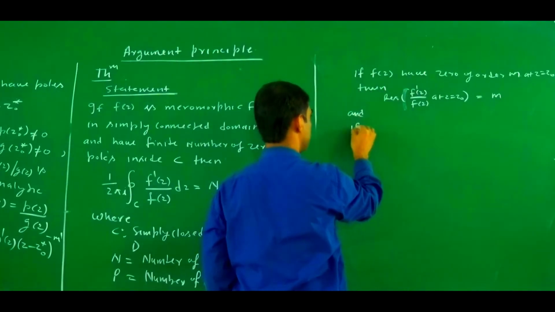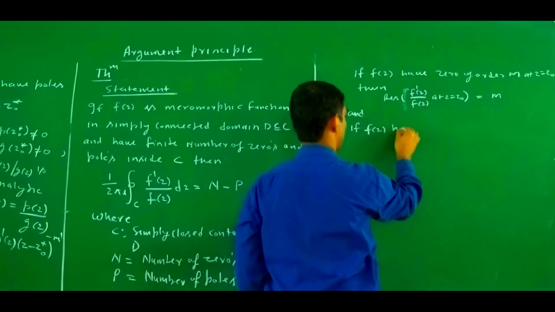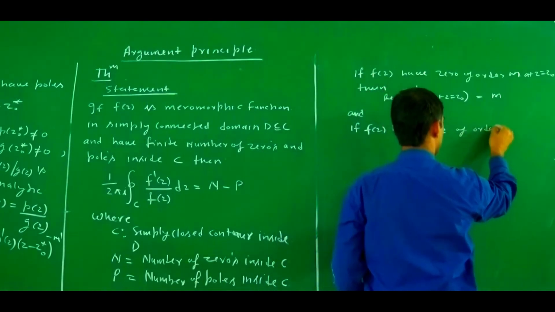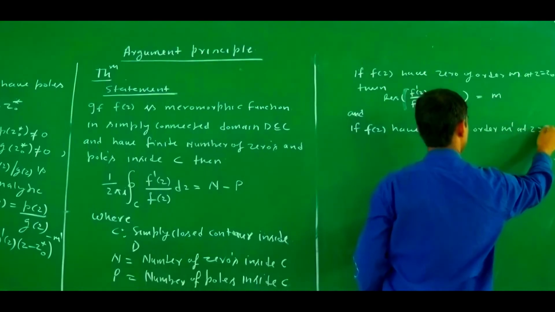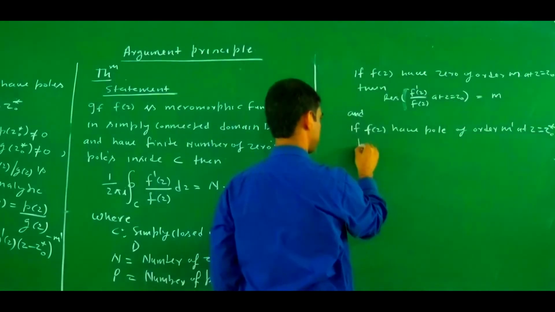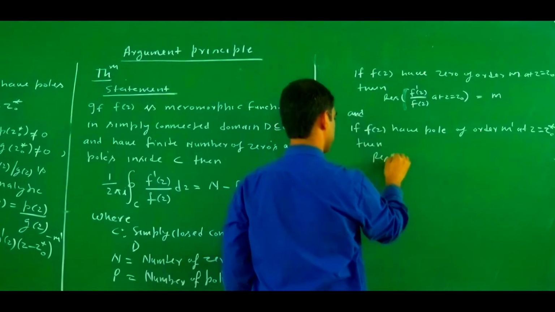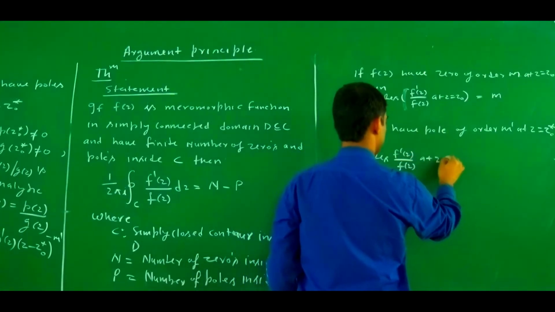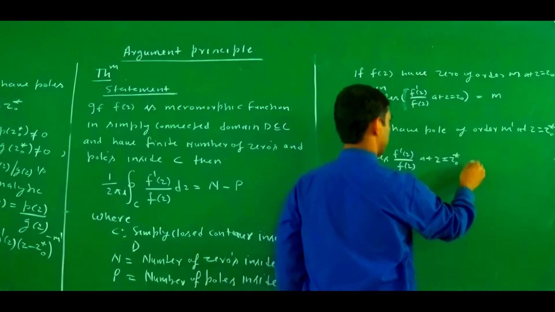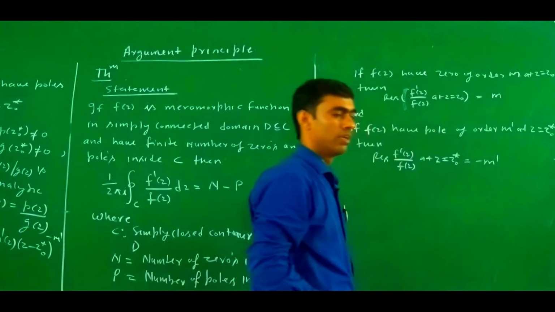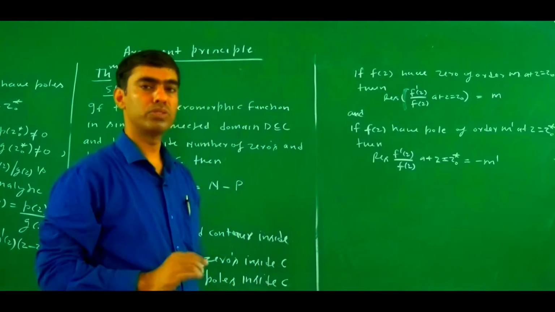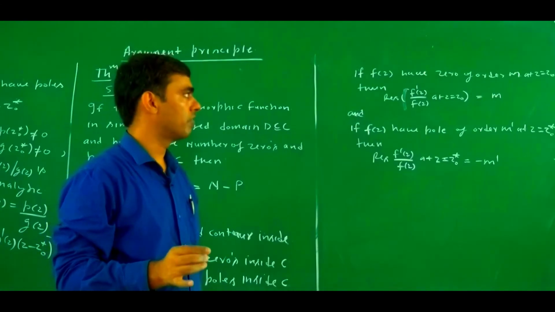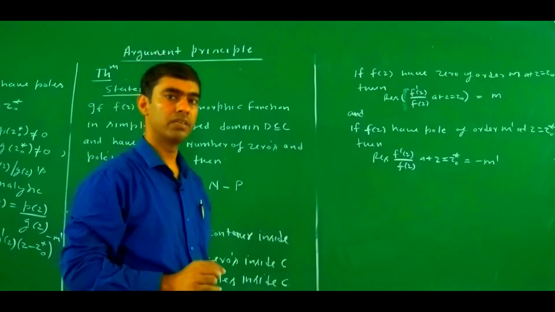And if f(z) has a pole of order m dash at z equal z0 star, then the residue of f dash z upon f(z) at z equal z0 star is equal to what? Minus m dash. Since f(z) has only zeros and poles, the only possibility of a residue is what? Residue at zeros and residue at poles.